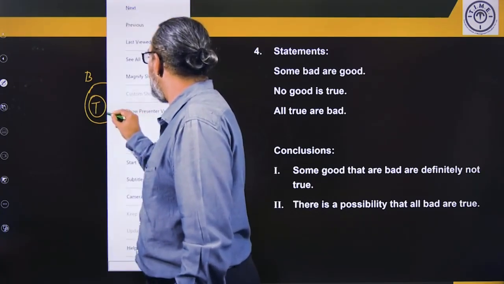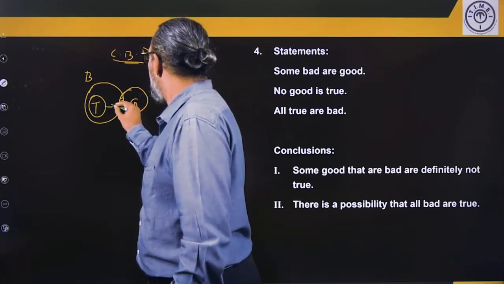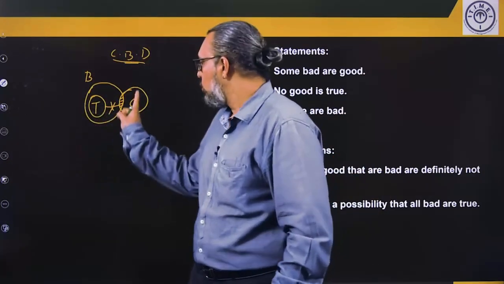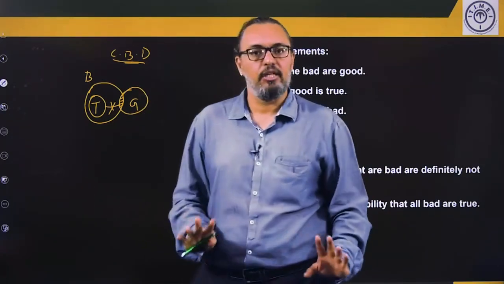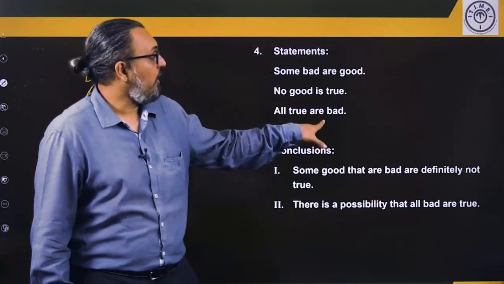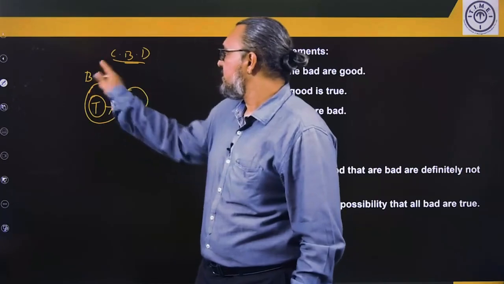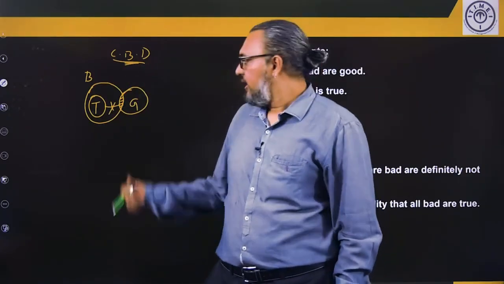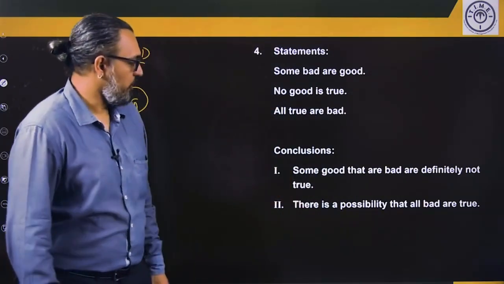And we also have no good is true. See, that is the second one. No good is true. So, good and true should never overlap with each other. But all the true are inside bad. So, all the true is inside bad. So, this is going to be my combined basic diagram. Correct? Now, based on this, let us look into the conclusions.